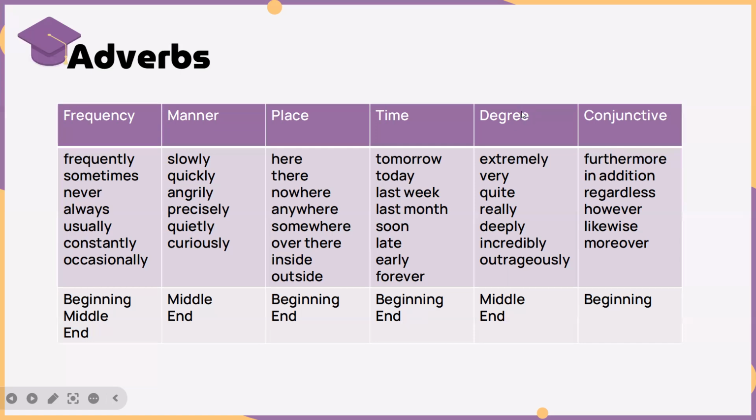Then we have adverbs of degree. For example, extremely, very, quite, really, deeply, incredibly, outrageously. These can go in the middle or at the end of the sentence. It is extremely hot. I really like the movie. He behaved outrageously. So we send that to the end of the sentence.